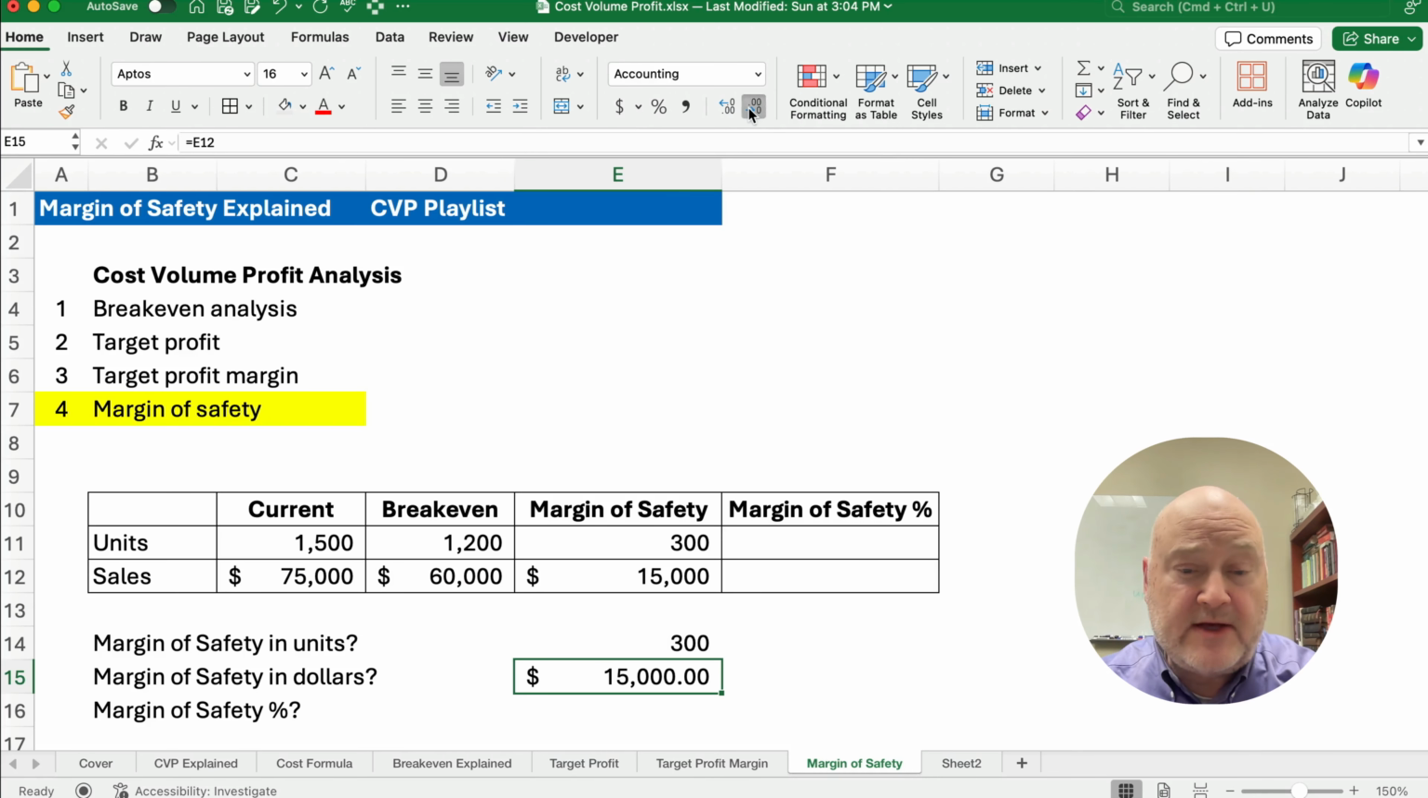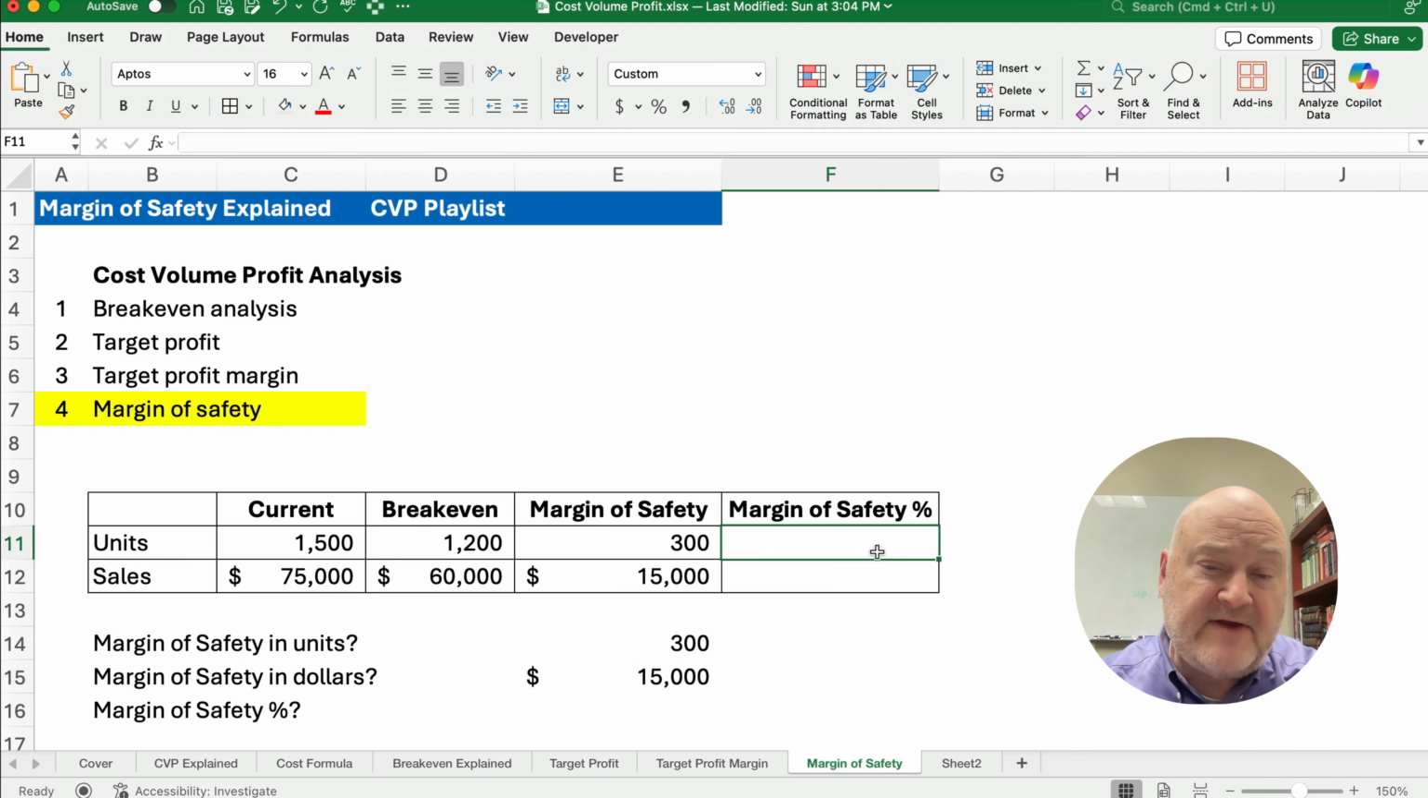So here is the way to interpret margin of safety. You say, hey, if your sales drop by 300 units, then you'll hit the break-even point, and then beyond that, you'll lose money. You'll have a loss rather than a profit. Or your sales could drop by $15,000, from 75 down to 60,000.